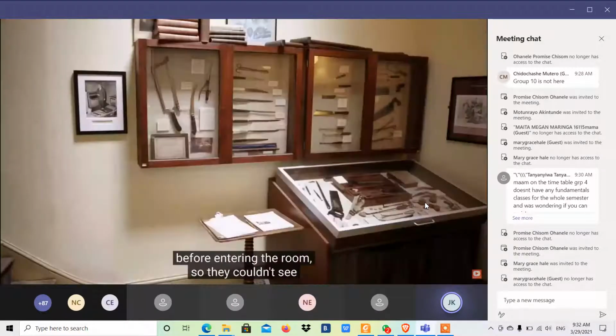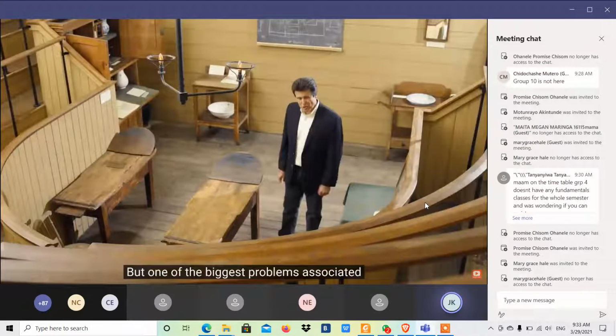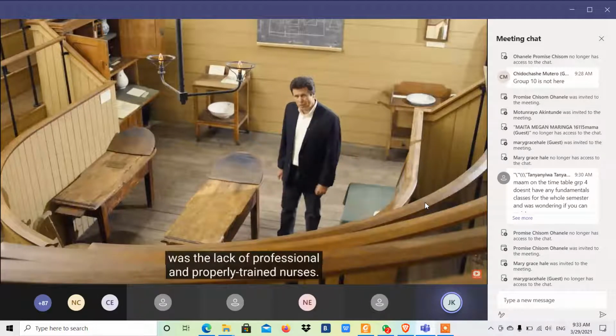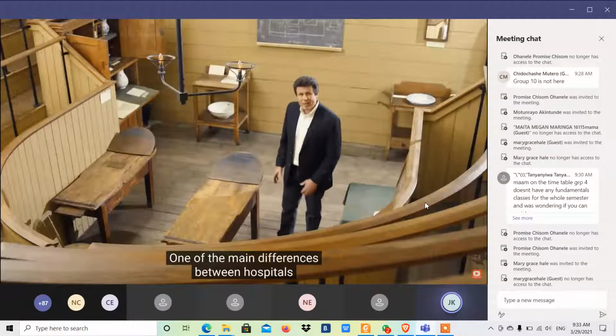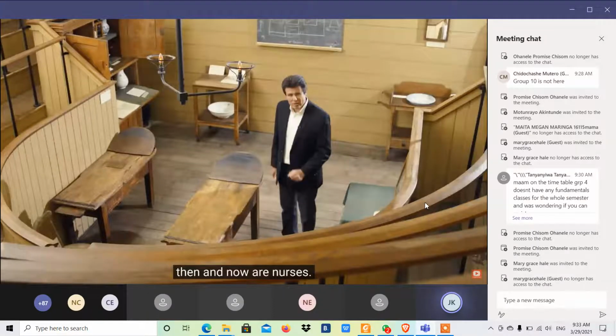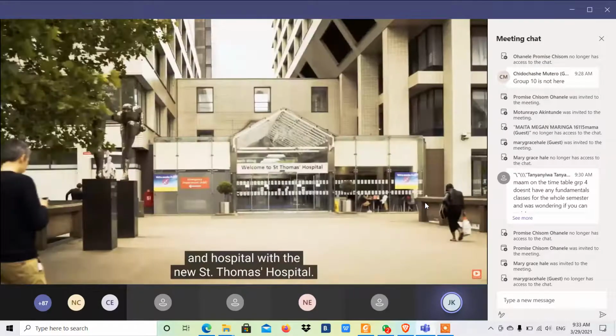But one of the biggest problems associated with surgery back then, and hospitals in general, was the lack of professional and properly trained nurses. One of the main differences between hospitals then and now are nurses. And nowhere is this more clearly seen than when you compare this old operating theatre and hospital with the new St Thomas's Hospital.